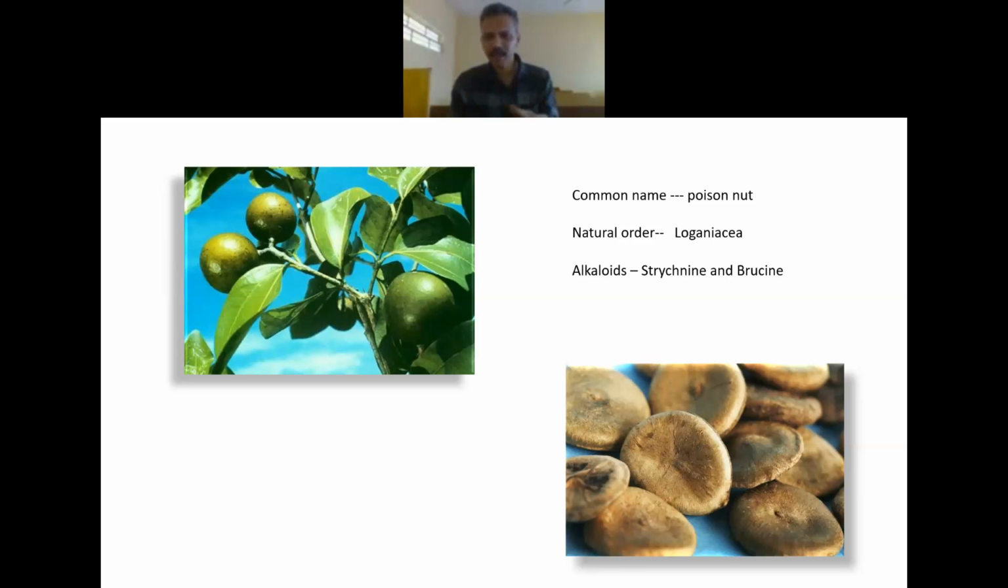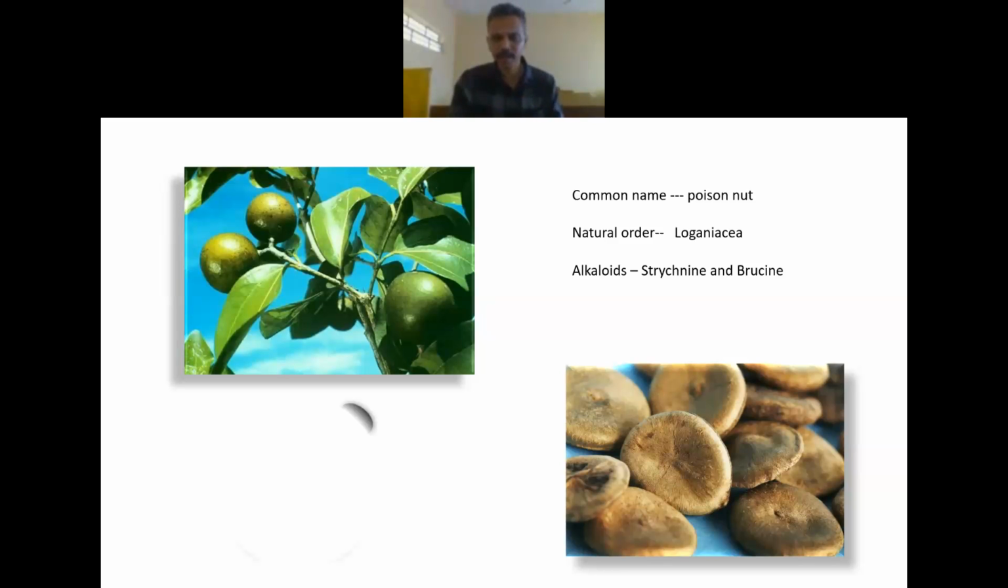See, as a second year student, natural order may not be of great importance, but as you go to third year and final year, you realize a remedy which belongs to a particular group, particular order will have something in common. So many of the Loganiaceae remedies might have some common thread. Okay, though it is not important for a second year student, but you should know the relevance of the family. Okay, so Nux vomica belongs to Loganiaceae, and two very important alkaloids you have in Nux vomica. One is strychnine, the other very important alkaloid is brucine. So majority of the pathogenesis in Nux vomica is because of the presence of strychnine and brucine.